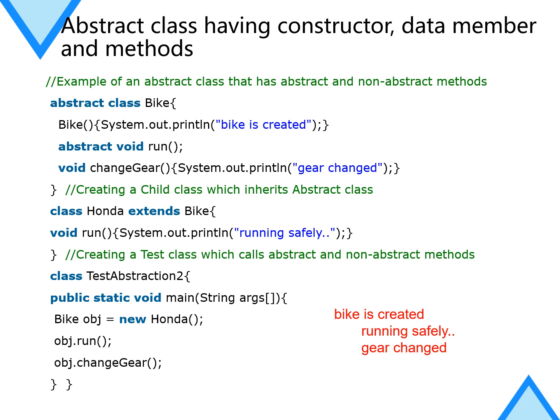Whenever we create the object of the Honda class, first of all the constructor runs and the message bike is created appears. First we receive the constructor output, then we call the abstract method, so we receive the implementation message of the abstract method, running safely. And then we call the non-abstract method, so we receive the implementation message of the non-abstract method, which is gear changed.